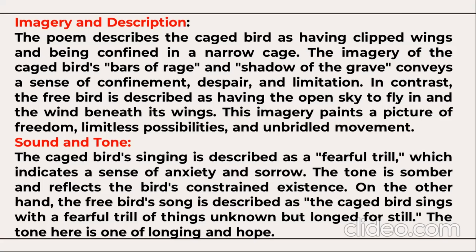The caged bird's singing is described as a fearful trill, which indicates a sense of anxiety and sorrow. The tone is somber and reflects the bird's constrained existence. On the other hand, the free bird's song is described as: the caged bird sings with fearful trill of things unknown but longed for still. The tone here is longing and optimistic.